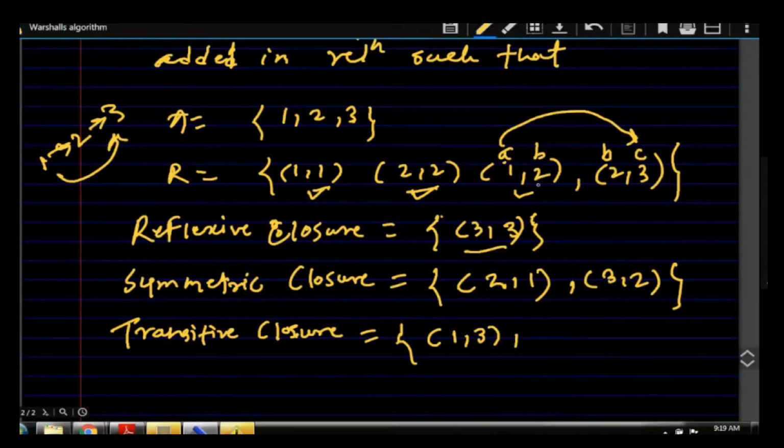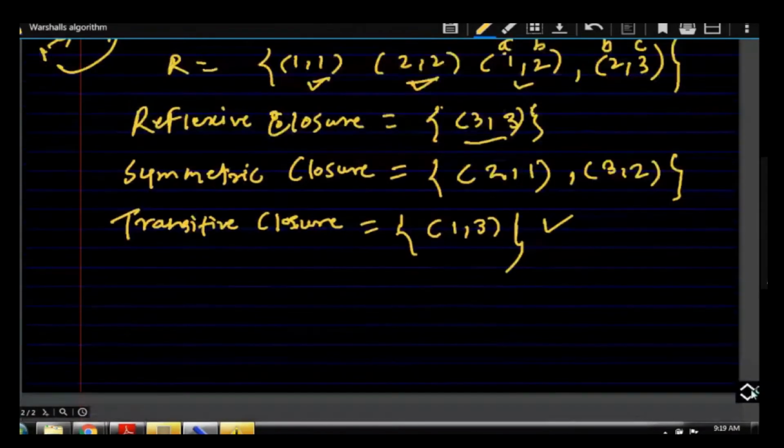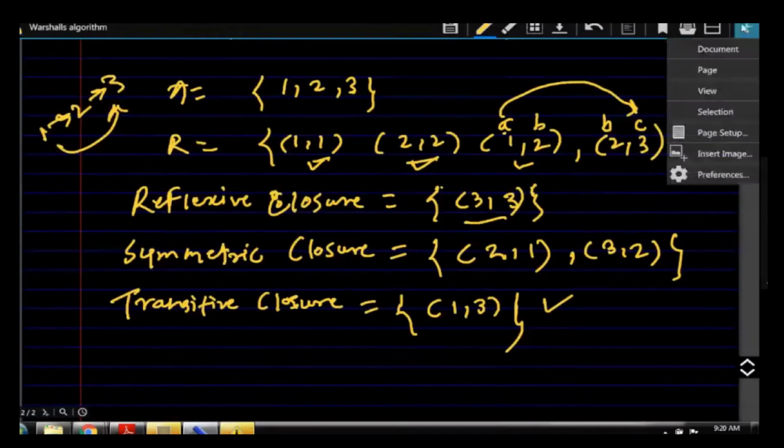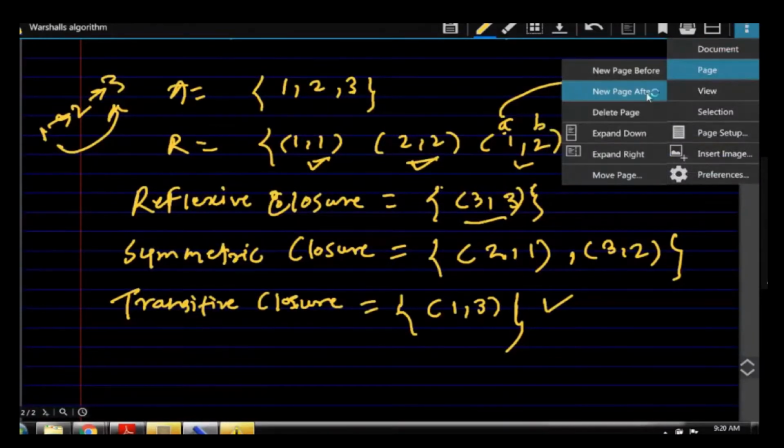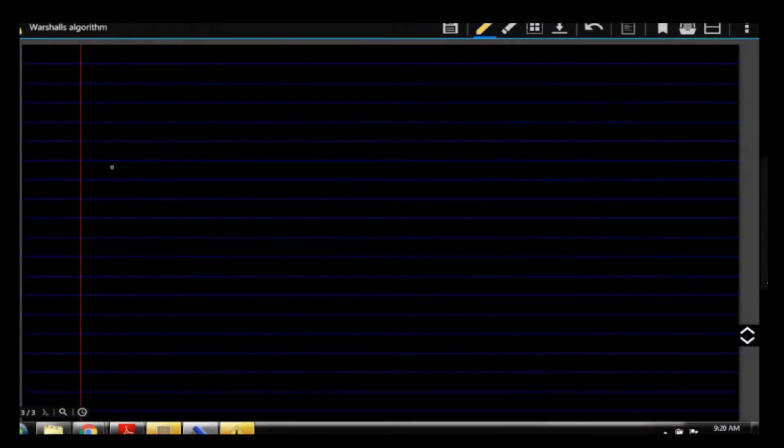Similarly, can you find some other pairs? (1, 2) is there, (2, 2) is there, so (1, 2) is there, no problem. And the other pairs are also satisfying the property. So this will be the transitive closure of the relation. Finding a transitive closure becomes a complex task if a relation has many ordered pairs. So we will study a proper algorithm by which you can calculate the transitive closure. The name of the algorithm is Warshall's algorithm.